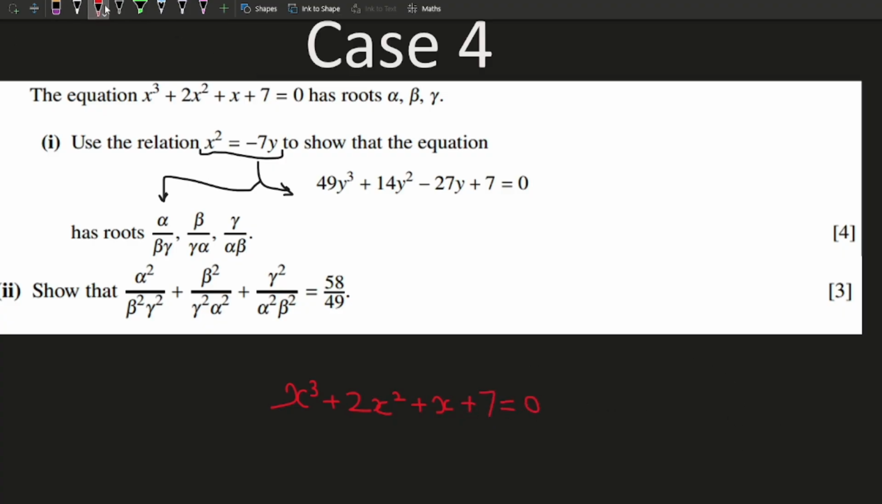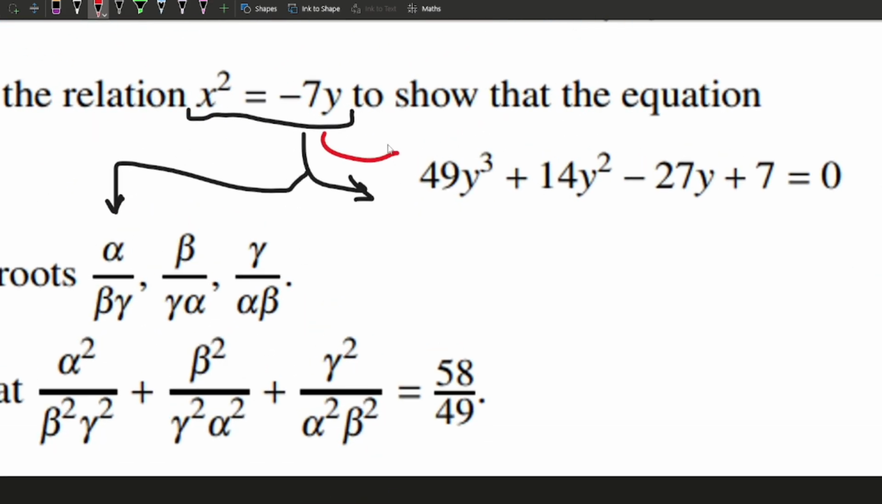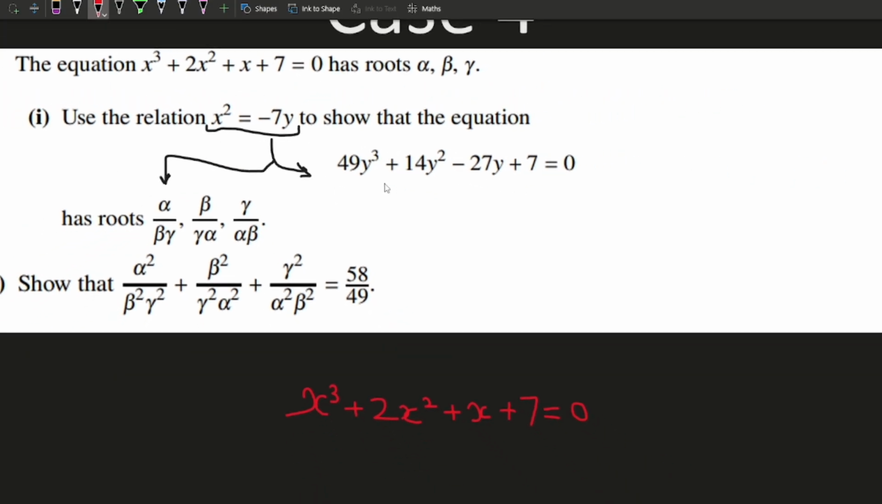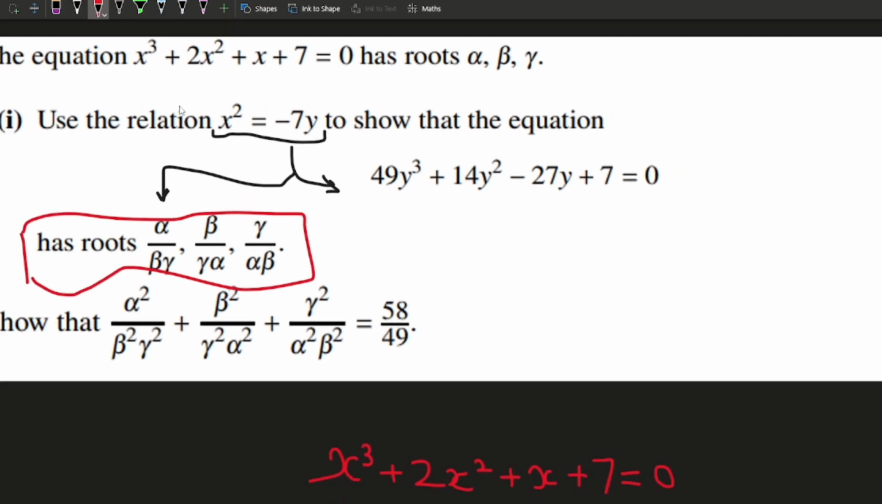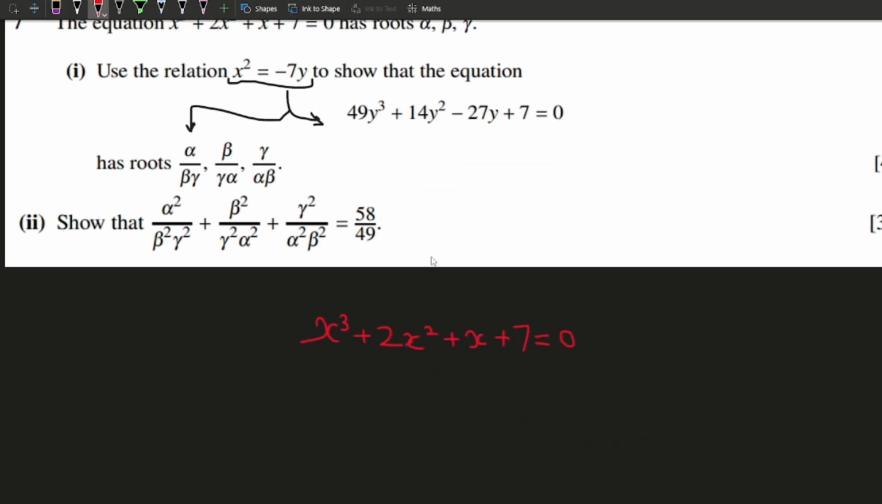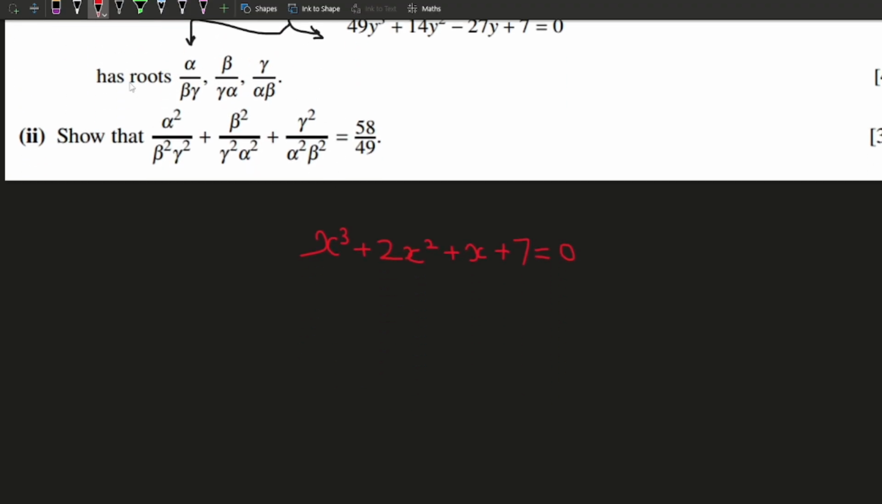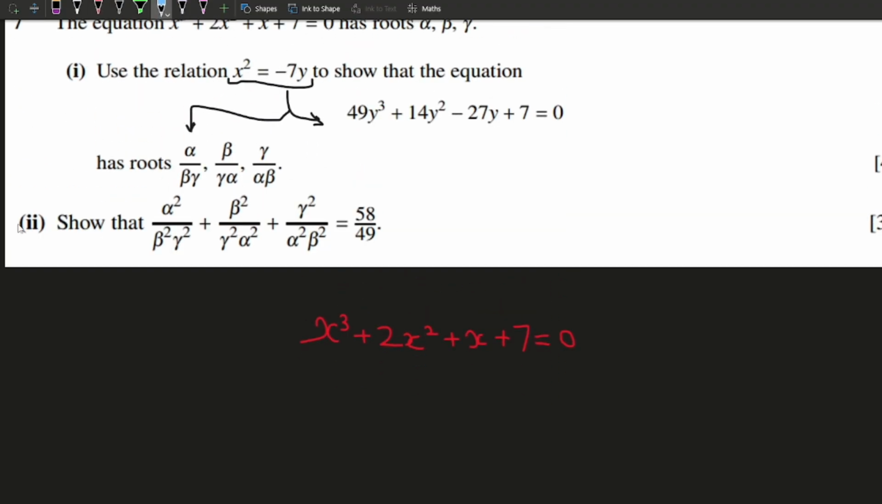Okay, so the part 1 is asking us to use the relation. The relation is already given. Okay, so we have to find this using the relation and this. I have already made the pointers. We have to find the equation and we have to show that the equation has these roots. The roots aren't given, so this is something new and important. So let's try this. So I have already rewritten the equation. Okay, so we have to use this substitution.